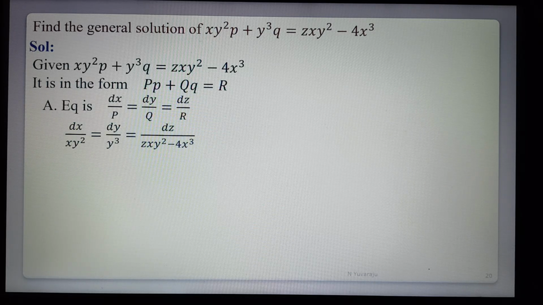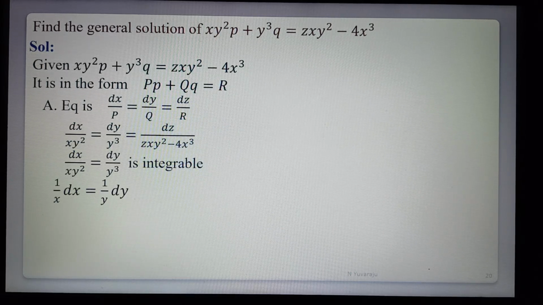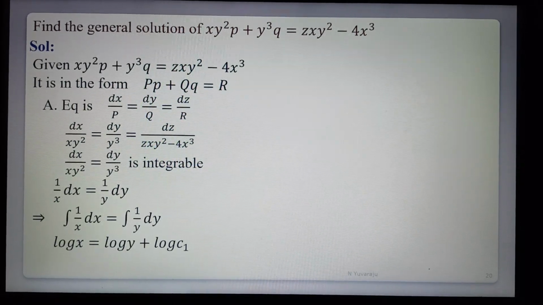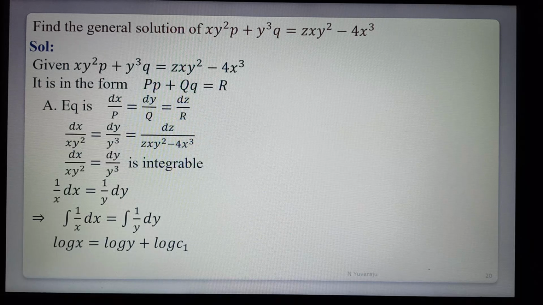Clearly the first set is integrable, dx by xy square is equal to dy by y cube. Now integrating on both sides after variable separable, 1 by x dx is equal to 1 by y dy. Integration of 1 by x dx is equal to integration of 1 by y dy, so log x is equal to log y plus log c1. So the solution is x by y is equal to c1. This is the first solution, x by y is equal to c1.